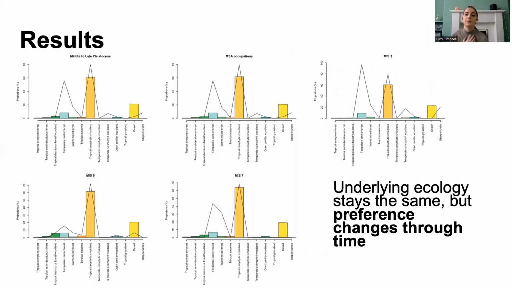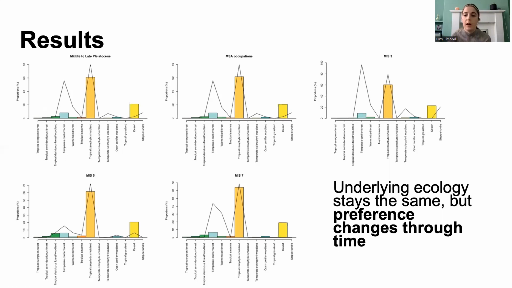So then we asked whether the environmental changes at the occupations that we're seeing reflect shifts in the underlying ecology or whether they actually reflect shifts in habitat preferences. So here we're looking at the proportions of the biomes available throughout the middle to late Pleistocene, the time slices where we have Middle Stone Age occupations present, MIS3, MIS5 and MIS7. The bars represent the proportions of the different biomes.